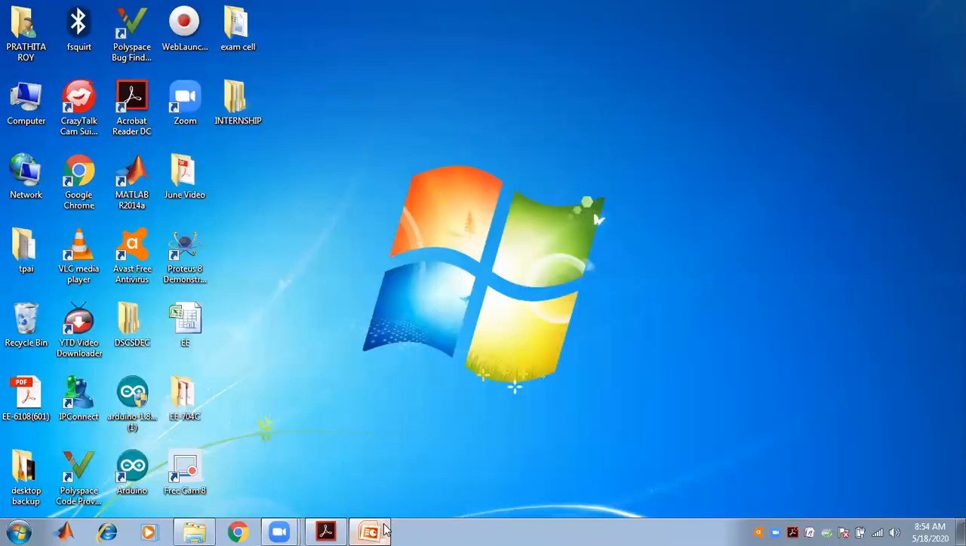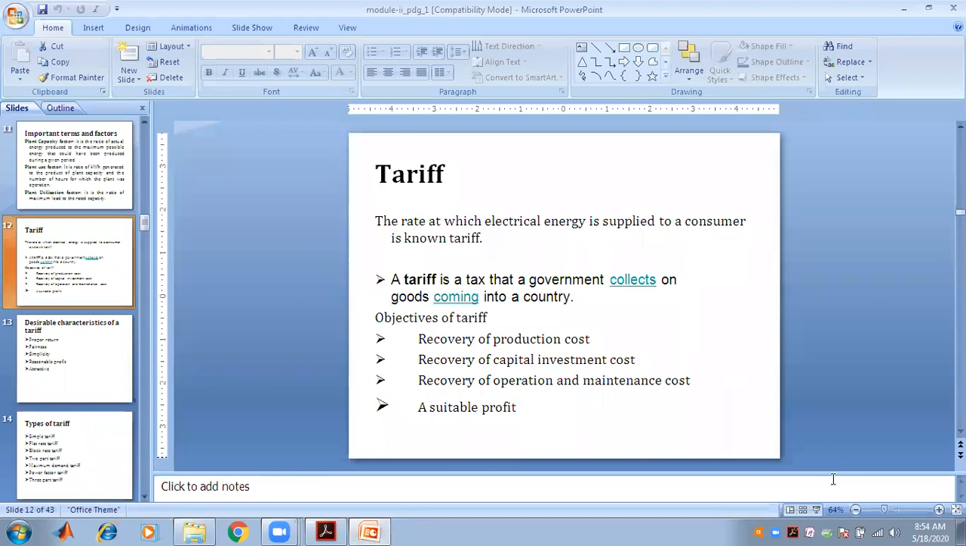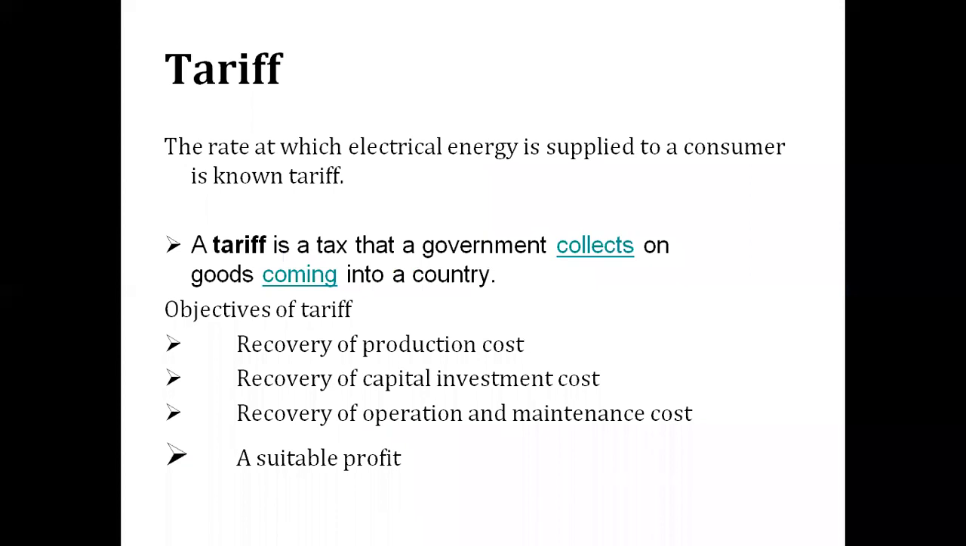So we have already learned how easily we can approach the solution of economic power generation. Now today we will learn about the tariff. Our topic is introduction to tariff. In order to go into the tariff, we have to know what tariff is. Tariff is the rate at which electrical energy is supplied to a consumer.